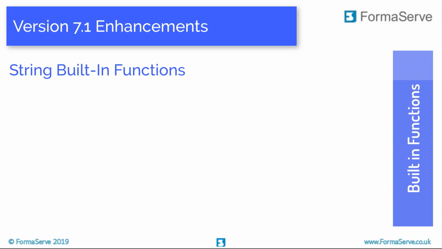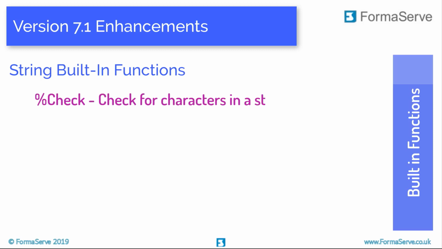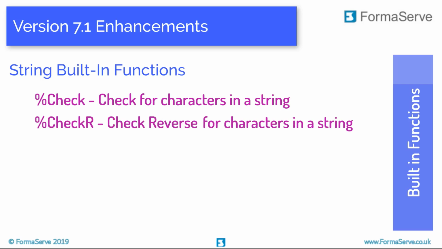And the third one on the list is string handling. These are new built-in functions that IBM's added, all very, very handy, makes them very, very similar to RPG. So the first one we've got on the list is %CHECK. %CHECK will check for characters in a string. The next one, %CHECKR, will check in reverse for characters in a string.